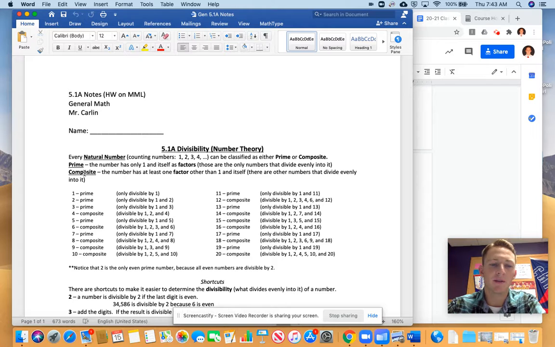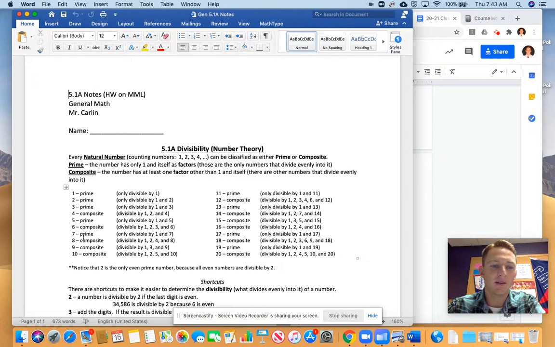Now, composite numbers, on the other hand, have more factors than just 1 and itself. So let's take a look at 6. So 6 can be divided by 6 itself and 1, because 6 divided by 6 is 1, 6 divided by 1 is 6. Those are both not nice numbers. But it could also be divided by 2. So 6 divided by 2 is 3. So that's another factor. It could also be divided by 3. So 6 divided by 3 is 2. So it has more factors. It has more numbers that can divide it nicely than just the number 1 and itself.